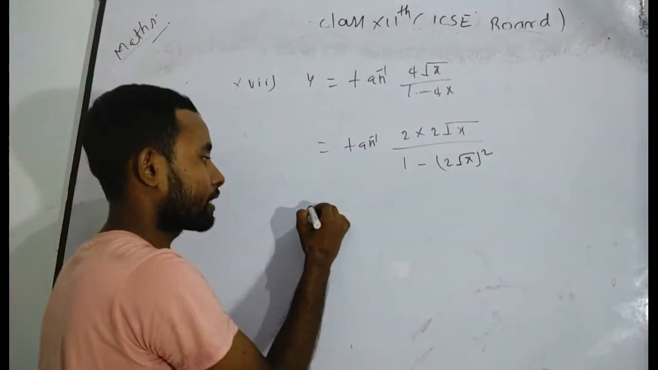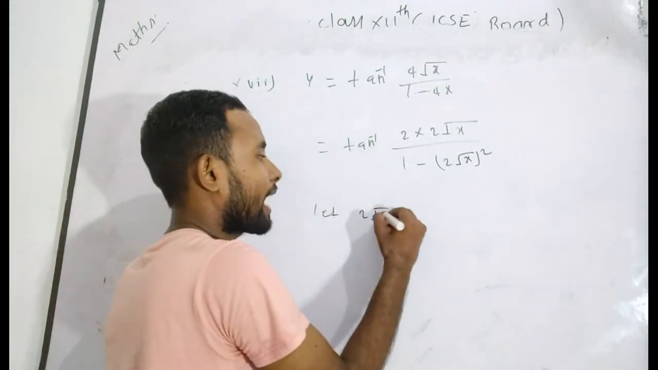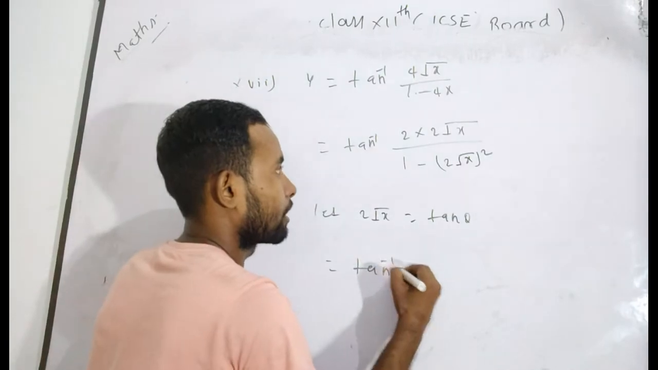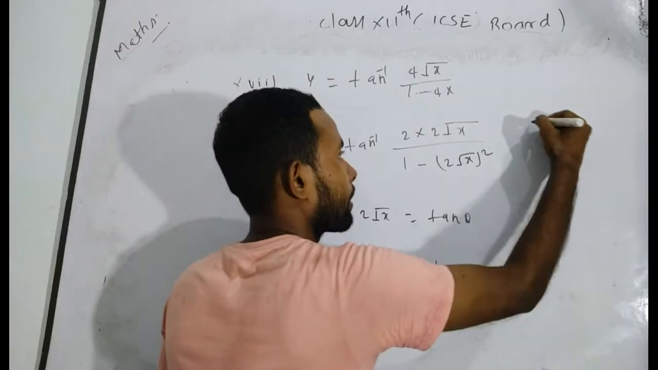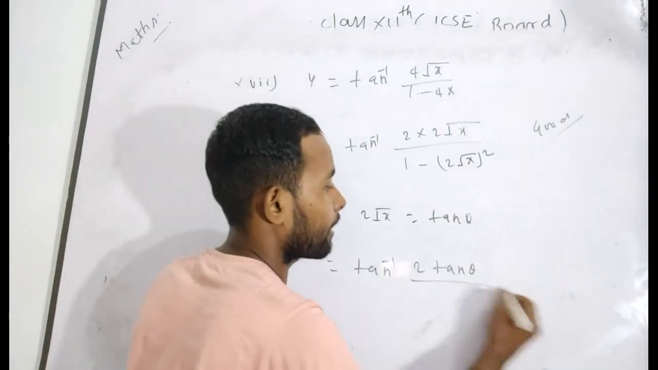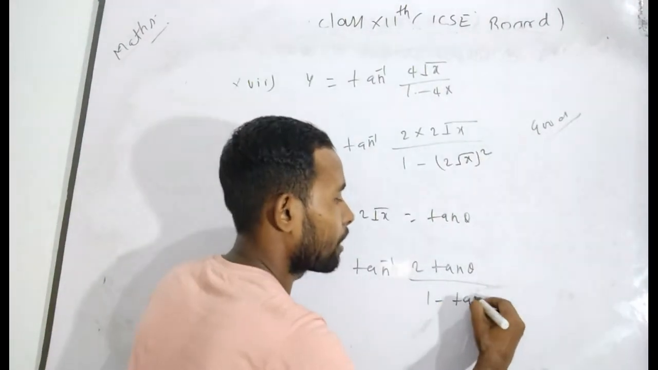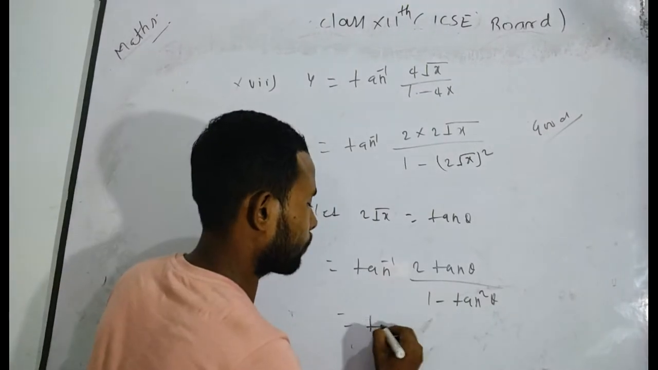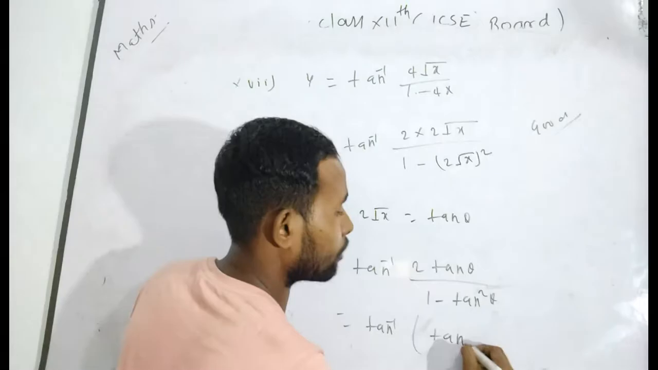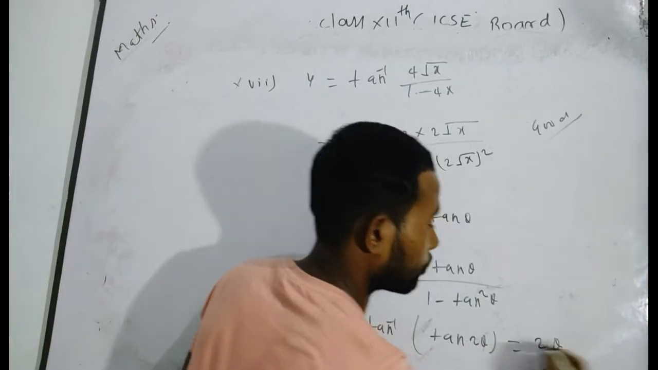And now suppose 2 root x is equal to tan theta. In the sketch it looks like tan inverse of 2 tan theta, but it is a very good problem because substitution sometimes becomes more complicated for students. And finally the denominator will be 1 minus tan square theta. Finally you will get tan inverse of 2 tan theta divided by 1 minus tan square theta, which will be what? Tan 2 theta. Tan inverse tan 2 theta will be equal to 2 theta.